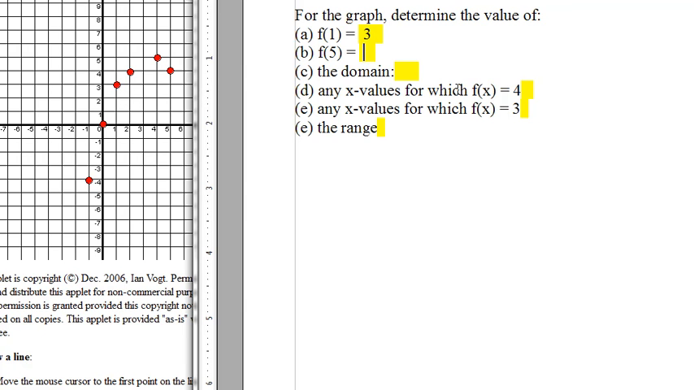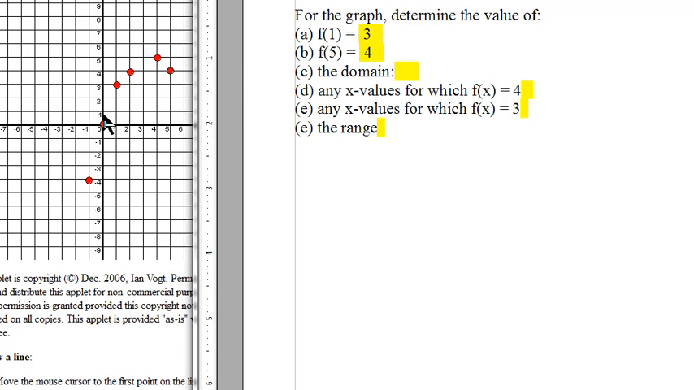f of 5 works exactly the same way. I would go over and I'd find 5 on the x-axis. I'd look up and down and say, oh, well, here's the one point where x is 5. What's the y value that goes with x being 5? And it's going to be 4 here, since this point is (5, 4). So f of 5 would have to be 4.